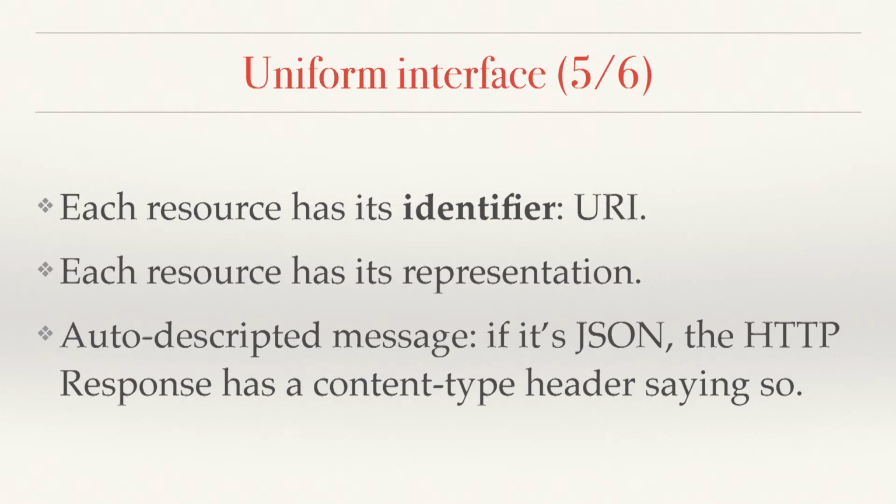Uniform interface. Each resource has its identifier, you know, the URI. Each resource has its representation. We are going to see that after. And it's about self-descriptive messages. Let's take an example with JSON. If you are receiving your resource in JSON, you will have something saying that it's in JSON, you know, the content type.